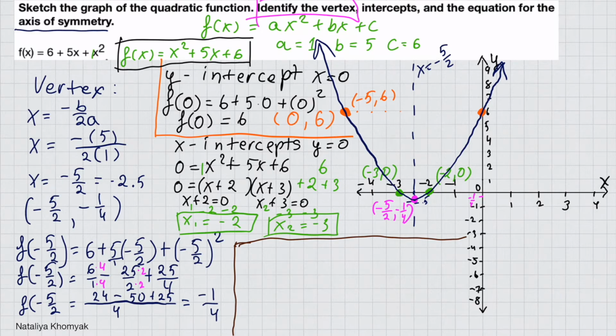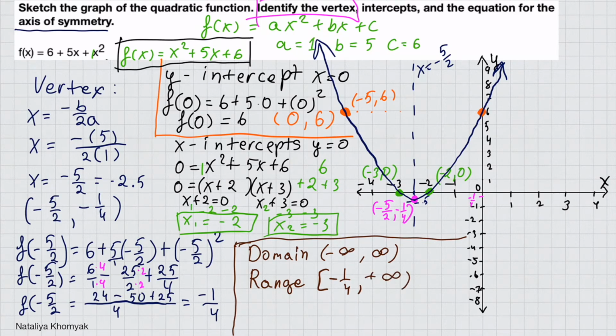Sometimes you will also have to answer questions asking what the domain of the parabola is, and it will always be from -infinity to +infinity. And the range, since the parabola opens upwards, the lowest point of the y values is -1/4, and it will go up forever, meaning it will go all the way to +infinity.